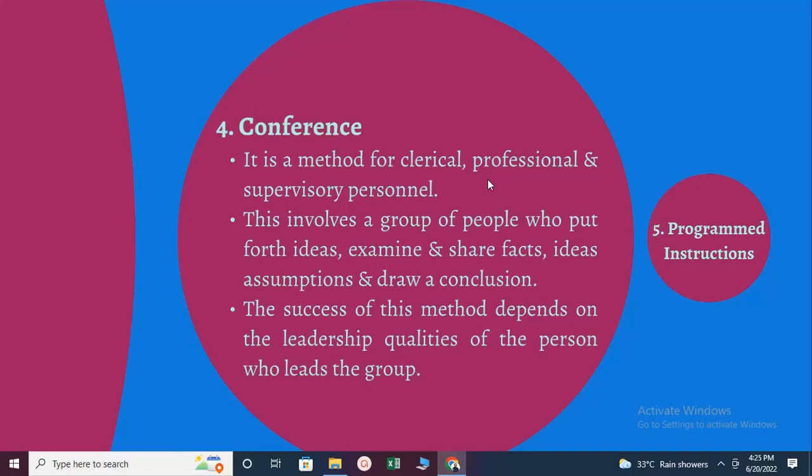The success of this method depends upon the leadership qualities of the person who leads the group. A team leader is a key factor for every group. If a team leader is strong in his way, then entire activities, entire things will be taken in the right place. So this conference method is another popular method of training in off-the-job level of training.